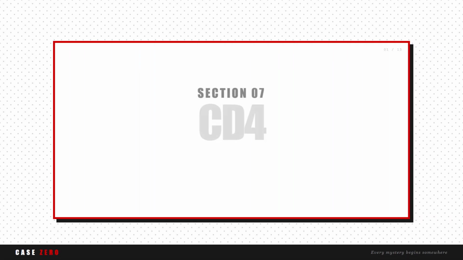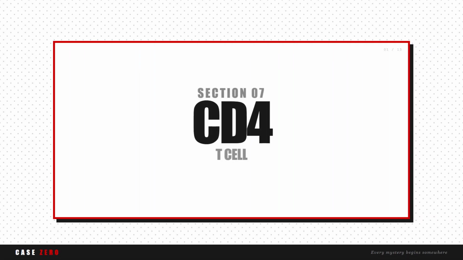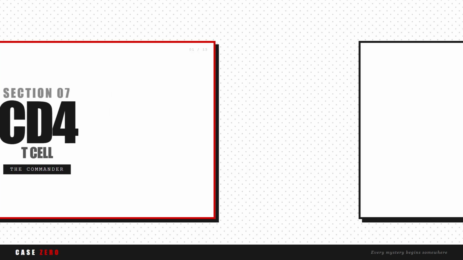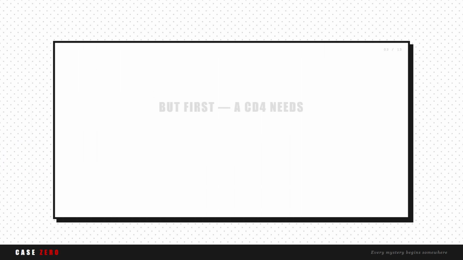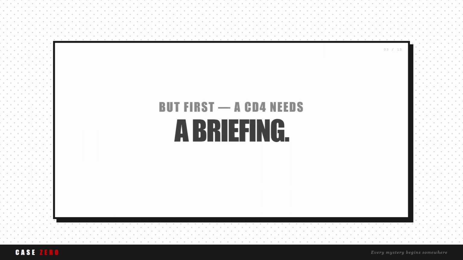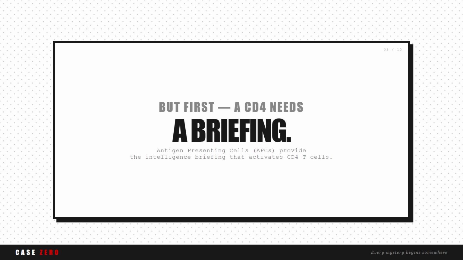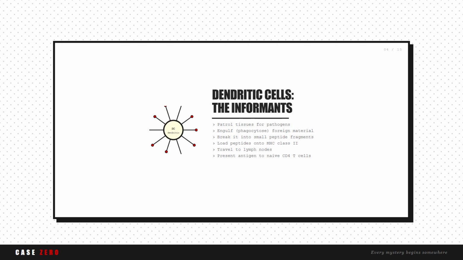CD4 T cells are classified as helper T cells, though this designation understates their role considerably. CD4 cells do not kill directly. What they do is coordinate the entire adaptive immune response. The sequence begins with antigen presentation. When a dendritic cell, a professional antigen-presenting cell, captures and processes pathogen-derived material, it displays peptide fragments on MHC class II molecules at its surface.